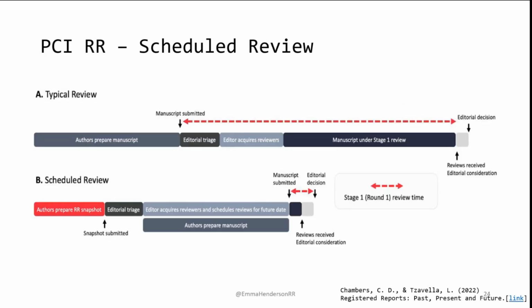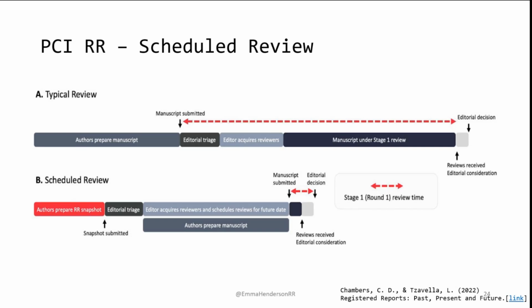So this is a figure of how it works. Basically, in the typical review process, you would write your manuscript, you would submit it, and it would undergo editorial triage, and then the editor would look to acquire reviewers, and then it would undergo peer review. With scheduled review, you prepare a snapshot of your registered report. So this is just one page which outlines the very top line aspects of your registered report.